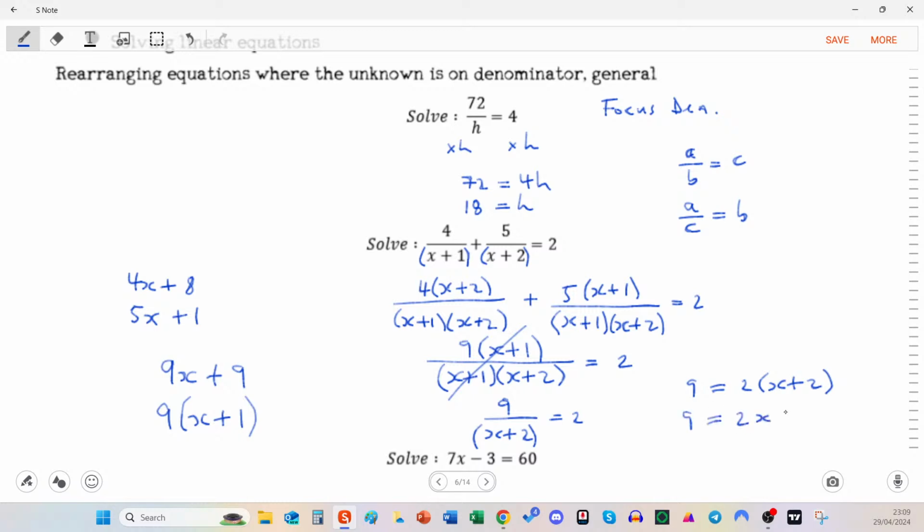We're going to expand the brackets. We're going to move that 4 over, so take away 4 from both sides. And then divide both sides by 2, so we get 5 over 2. And that's perfectly fine for an answer, or 2.5. Yeah, we're good.